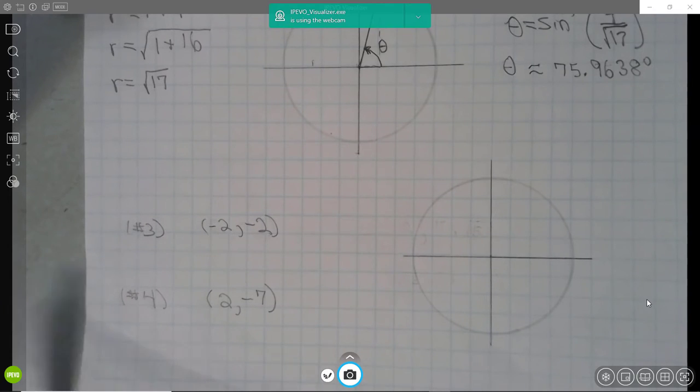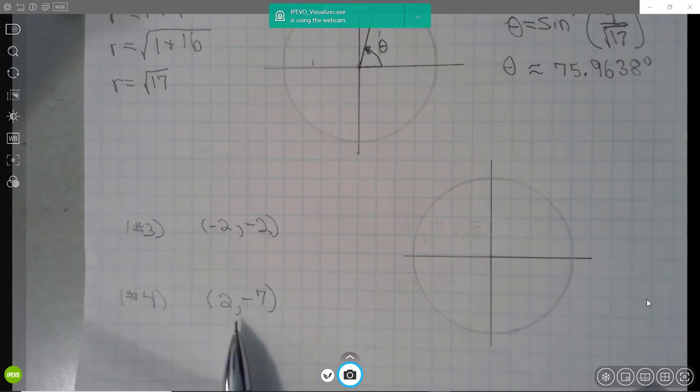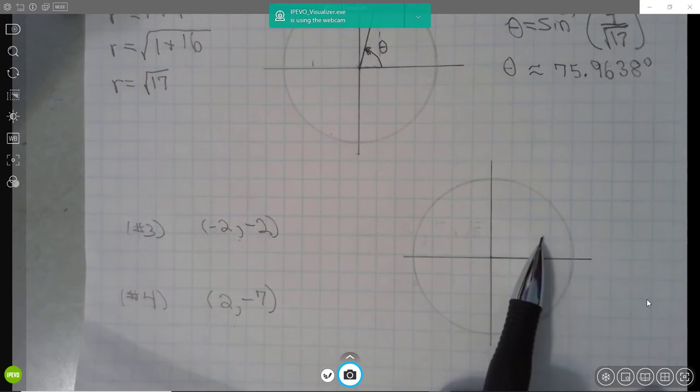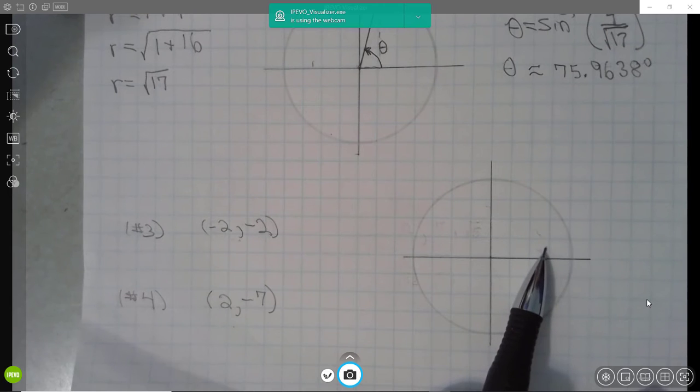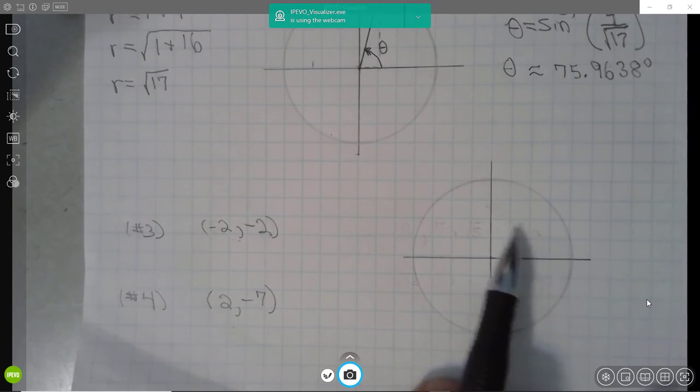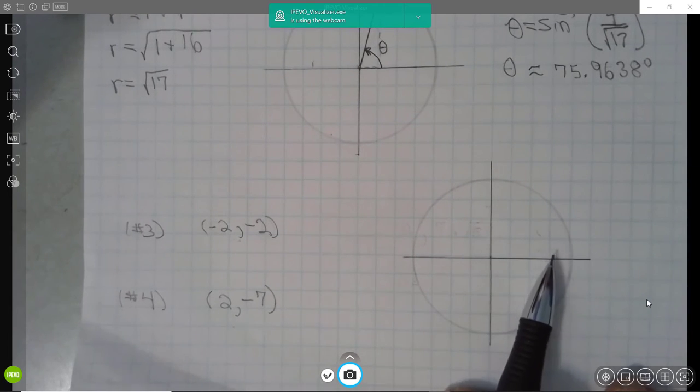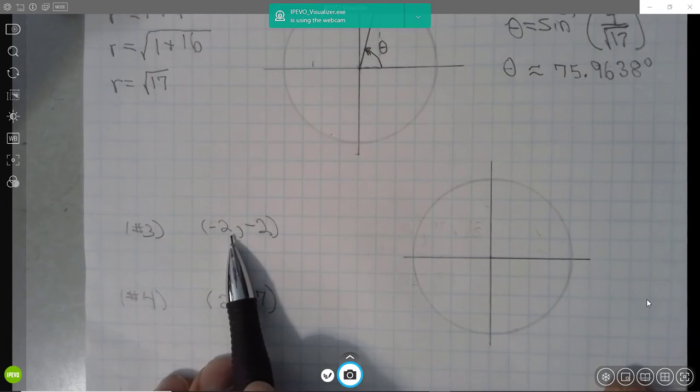Okay, we want to do 2 more of these now. Only these examples will go outside of the first quadrant. By staying in the first quadrant, what we did is guaranteed that our angle was positive and that it was an acute angle, less than or equal to 90 degrees. So what happens if that isn't true?